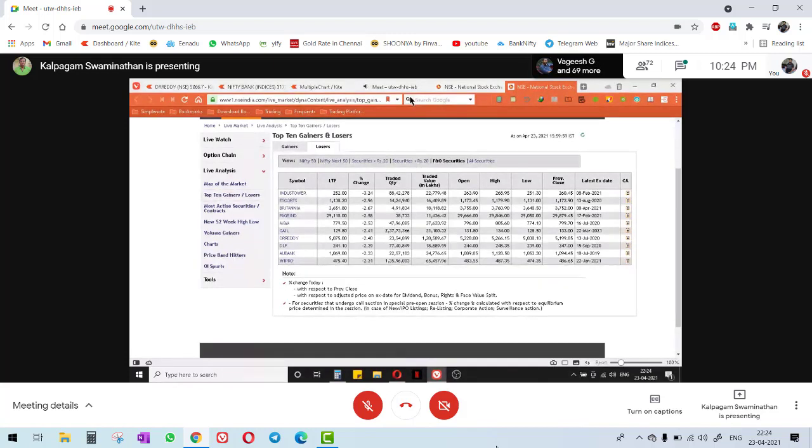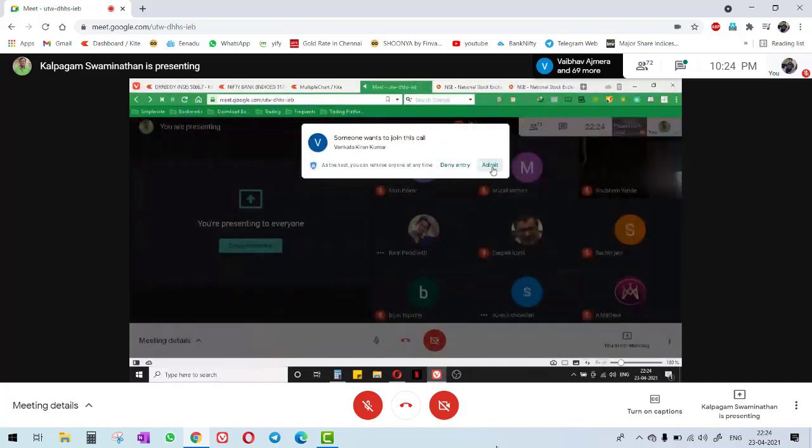A lot of people keep saying, how do I select a stock? You don't need to select a stock. It's already selected for you. All you need to do is sit and enter the trade.